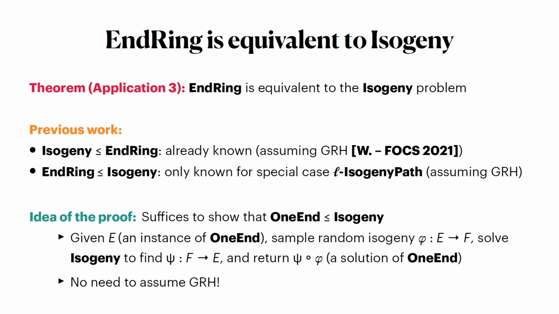And the idea of the proof is quite simple. Since one direction is already known, we don't have to deal with it. And the other direction, we're going to use one end instead of end ring, because now we know these 2 are equivalent, so we need to prove that one end reduces to isogeny. In other words, if you have an oracle for the isogeny problem, you can solve one end. Let's suppose you have an oracle for the isogeny problem, and you're given an elliptic curve E, and now your job is to find an endomorphism of E, a non-scalar one. What you do is you start from E, you generate a random isogeny out of E. You're doing some kind of random walk, and you end up at some curve F. Now you have an isogeny from E to F. You call your isogeny oracle to find a way back from F to E.